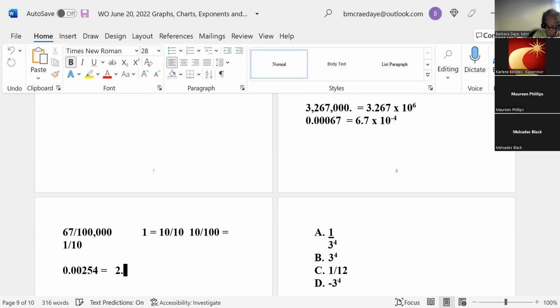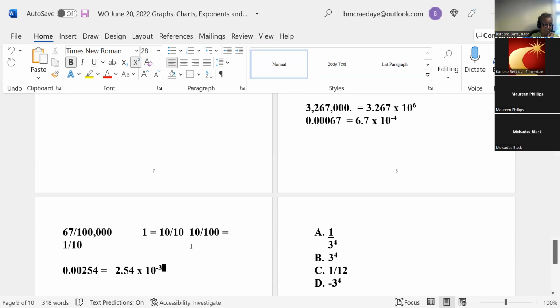So that becomes 2.54 times 10. And I moved it to the right, so my power would be negative. What would be my power? Plus or minus? Whenever you move to the right, it's negative. You're moving here, negative. So that would be a -3.